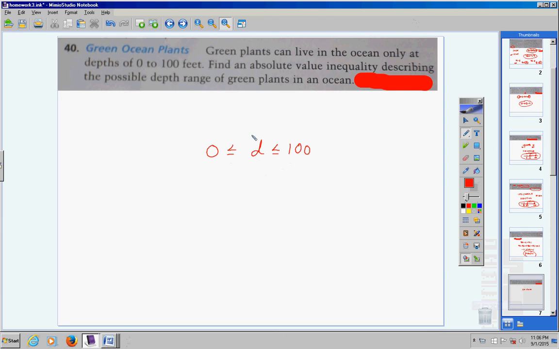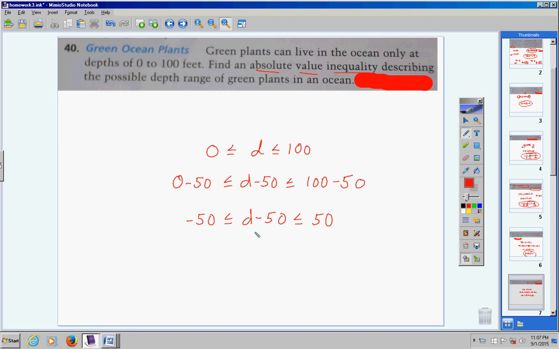Now, to write this as an absolute value inequality, I've taught you what to do. You find the average of these two numbers. So 0 plus 100 is 100, divided by 2 is 50. So I'm going to subtract 50 from all three parts. 0 minus 50 is negative 50. D minus 50 is just this. 100 minus 50 is 50.